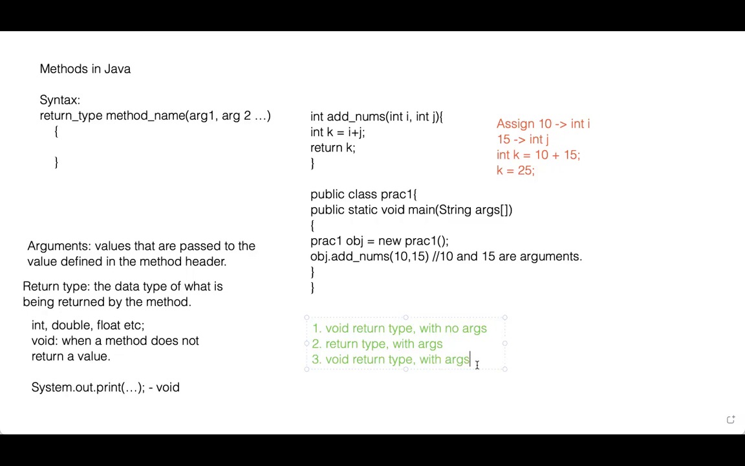And the final one is return type with no arguments. Oops. Right. So basically, this is just possible combinations of what could happen in a code.